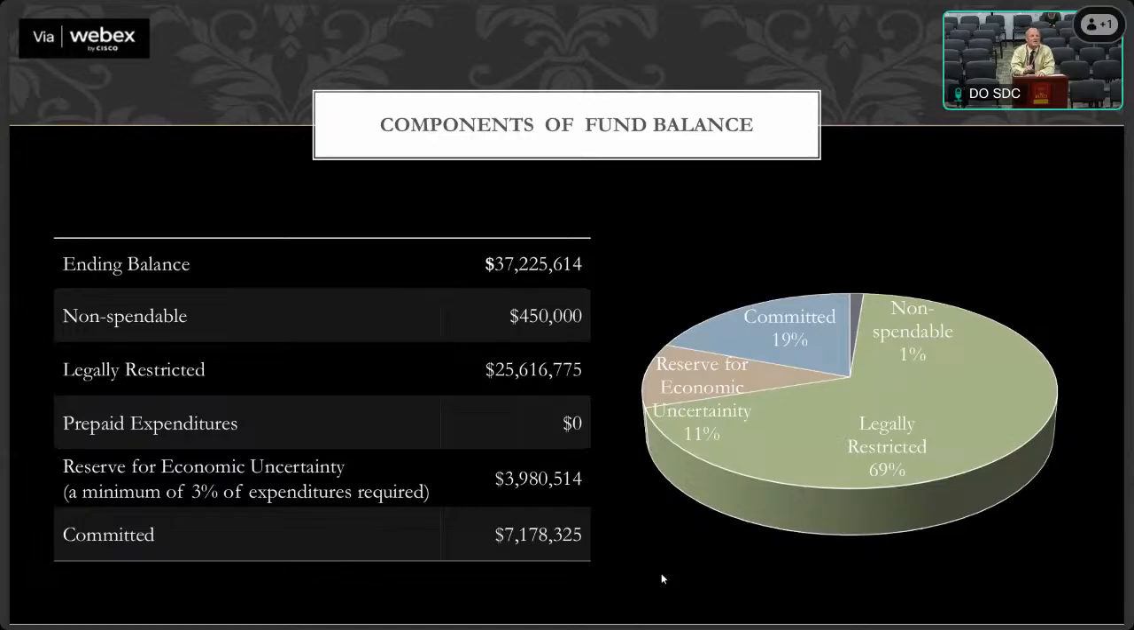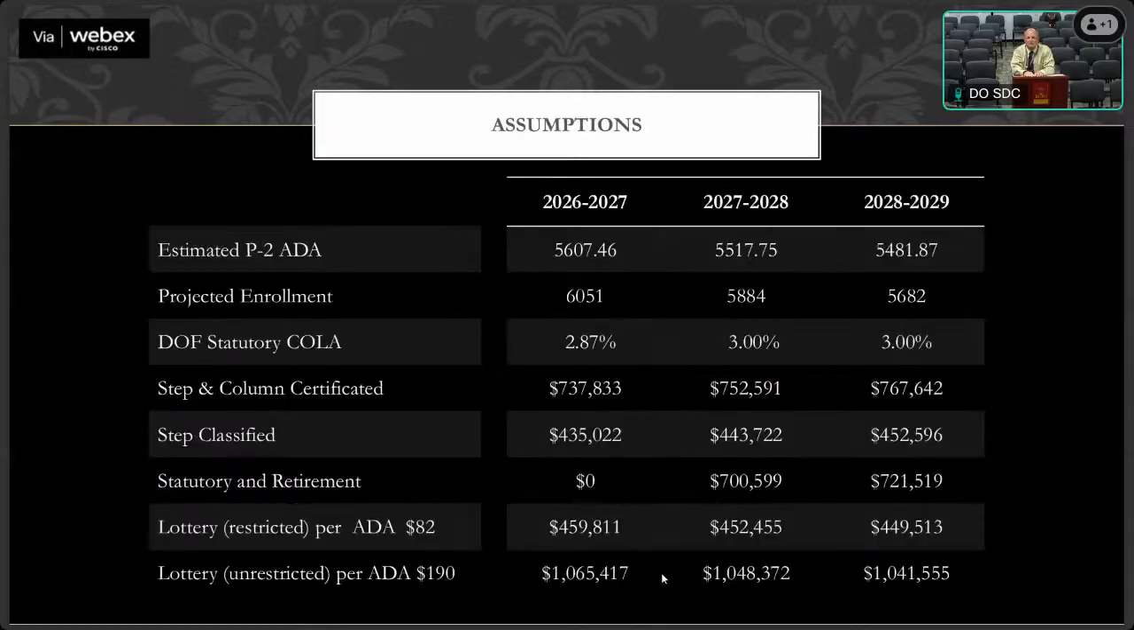$7,178,325. And I also provided a chart there for you so you can see that most of our ending fund balance is our restricted balance. If that helps.